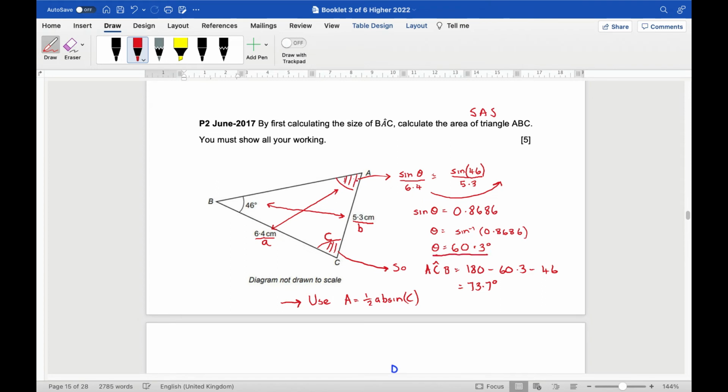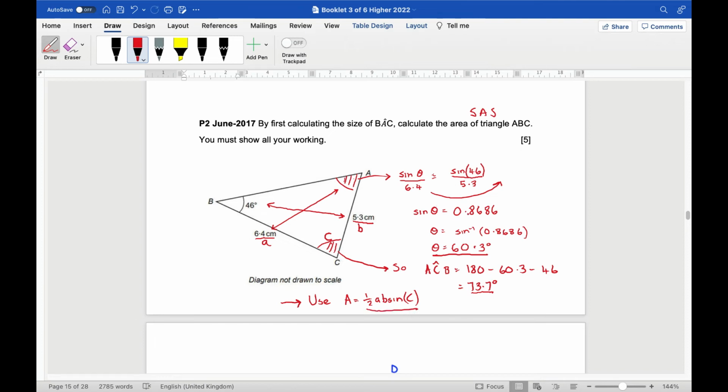Not the angle I wanted though, but it goes back to that thing again of keeping an eye on when I know two angles, I actually know all the angles. So even though I've used the sine rule to work that one out, the one that's important to me is this, what I've labelled big C here, which I get by doing 180 take away the 46, which is angle B, take away the 60.3, which I've just worked out to be angle A, gives me 73.7. And that is the angle I will use in this formula, which you can have a go at.